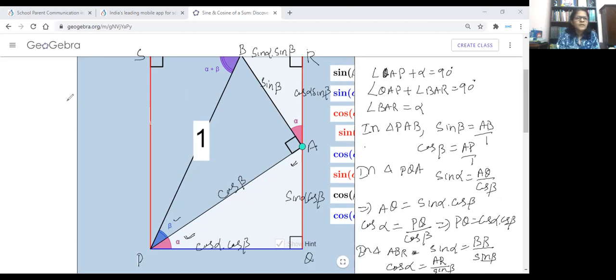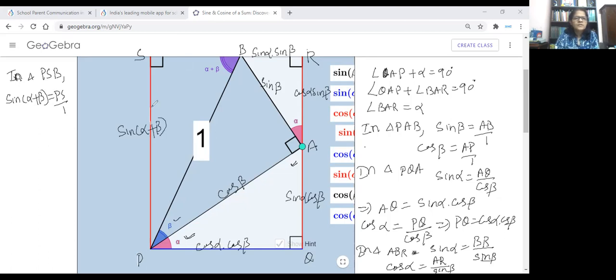Yeah, so let me write it here. In triangle PSB, angle B is alpha plus beta. So we can take sine alpha plus beta equal to PS by 1. So PS equals sine alpha plus beta. So this is your sine alpha plus beta.